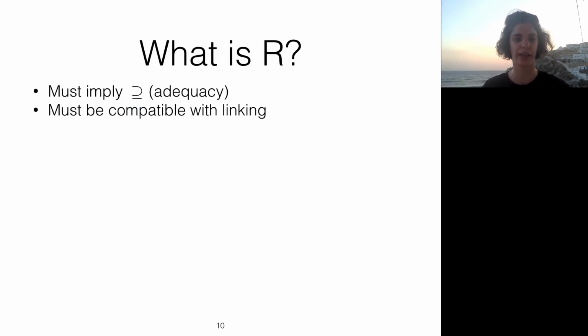But what is this R relation? To specify the compiler, we must pick a relation that implies the top-level behavioral refinement that we are interested in proving. This property is called adequacy. In addition, for the specification to be compositional, this relation must be compatible with linking.